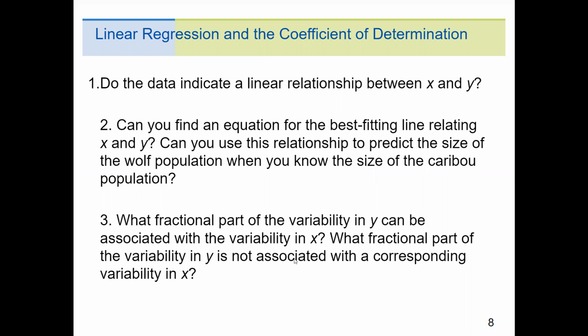Does the data indicate a linear relationship between X and Y? Can you find an equation for the best fitting line relating X and Y? Can you use this relationship to predict the size of the wolf population when you know the size of the caribou population? And what fractional part of the variability in Y can be associated with the variability in X? What fractional part of the variability in Y is not associated with a corresponding variability in X?